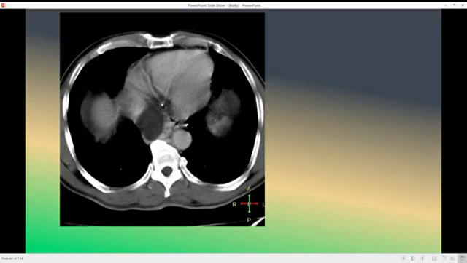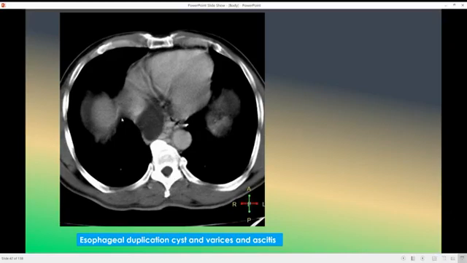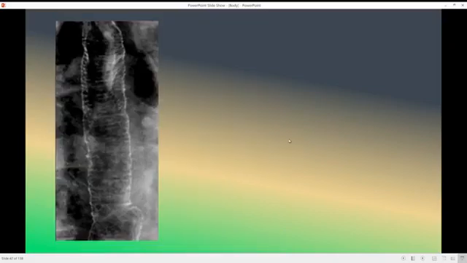This is an esophageal duplication cyst associated with ascites here and varices. This is a patient with esophageal duplication cyst with ascites and varices. Okay, we move to the next case. What do you think about the next case?